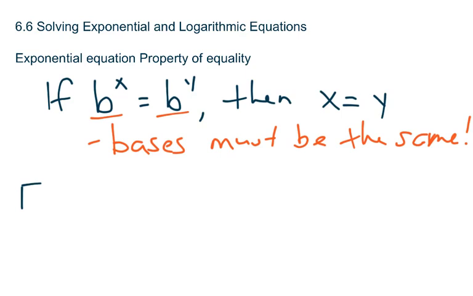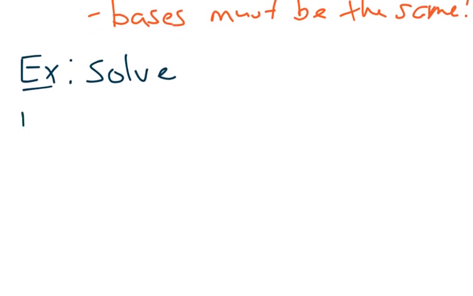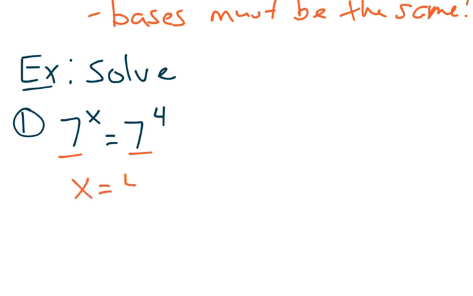Before we do that, I do want to give you a couple of easier ones. Directions are going to be to solve. Number one, we're going to go with 7 to the x is equal to 7 to the fourth power. When we say solve, we're looking for the x value that makes the equation true. Are the bases the same? Clearly they are, so we can just set the exponents equal to each other, and we're already done solving because x is already by itself.